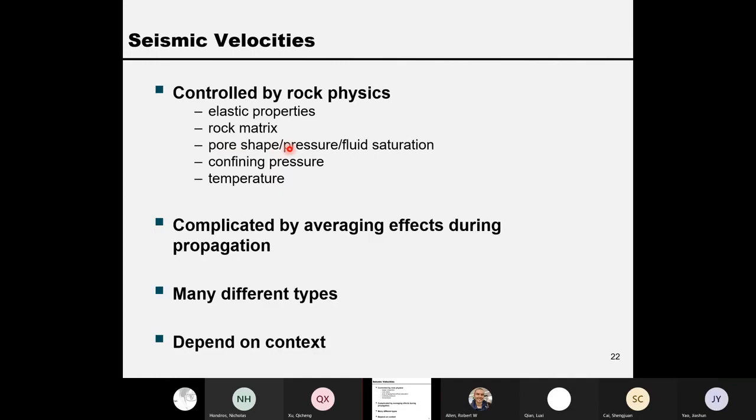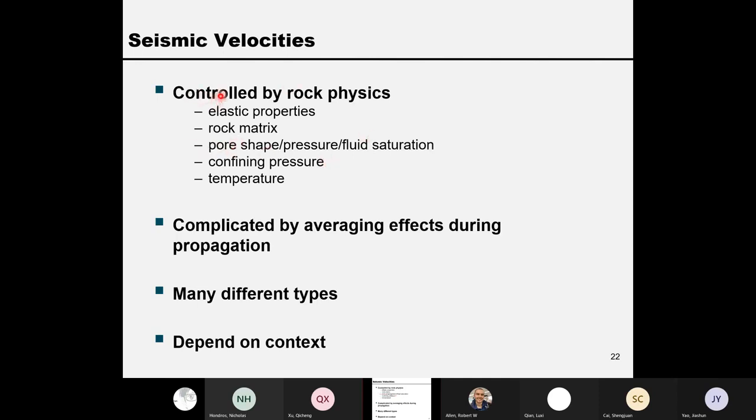When we're talking about rock matrix, it means the structure of a rock, but ignoring the pores within the rock, okay? So this velocity is mainly controlled by the rock matrix, the skeleton of a rock, right? But it is also influenced by the pores in terms of shapes, in terms of the fluid inside the pore, either water or gas or oil.